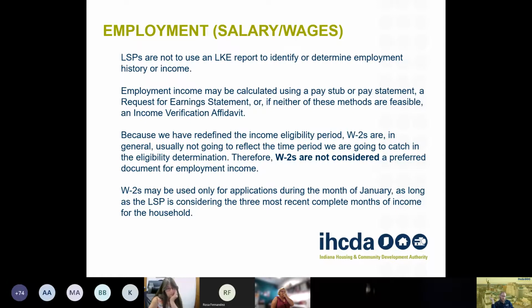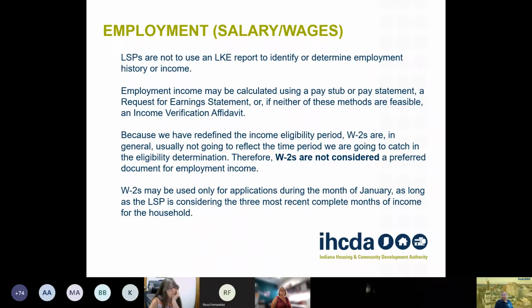Essentially, because of the timeline we're looking at, the DWD reports are going to be at least a month behind. Sometimes if the employer is particularly slow with reporting them, it could be more than a month behind. I have seen them sometimes be more than 3 months behind. So it's just not realistic to use those to determine the employment income.